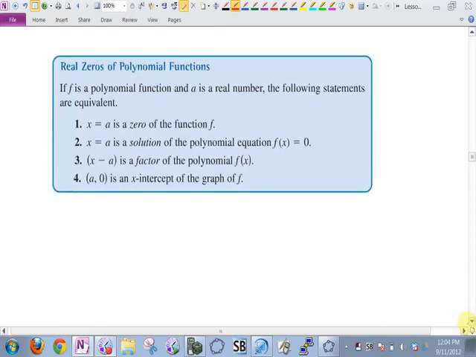Here's some stuff. We've already talked about all of this. Let's suppose f is a polynomial function and a is some real number. All of these are true statements. If a is a zero of the function f, then a is a solution of the equation f of x equals 0. Well, duh. x minus a is a factor of the polynomial, and the point (a, 0) is an x-intercept of the graph. Now that is only true if a is what type of number? Real. If a is imaginary, it can still be a zero, it can still be a solution, but it's not going to be an x-intercept, and we don't usually write factors with imaginaries. Right? Okay, good stuff.